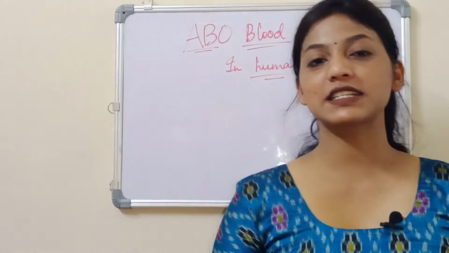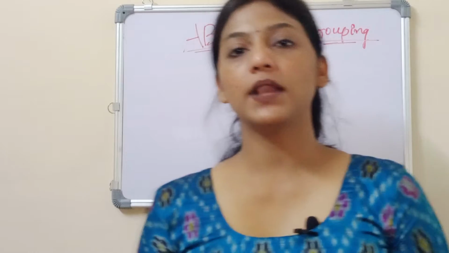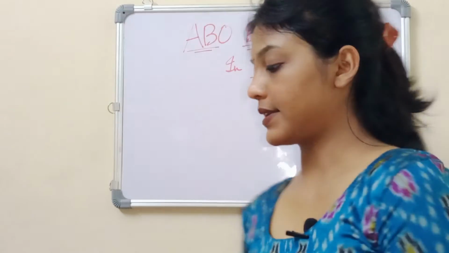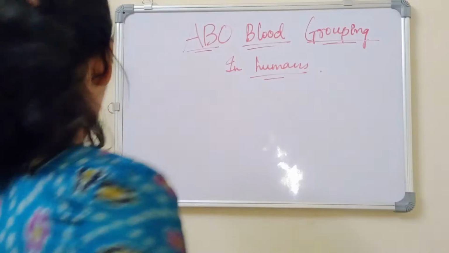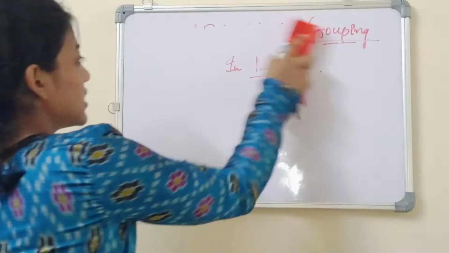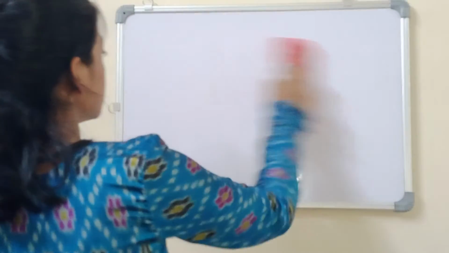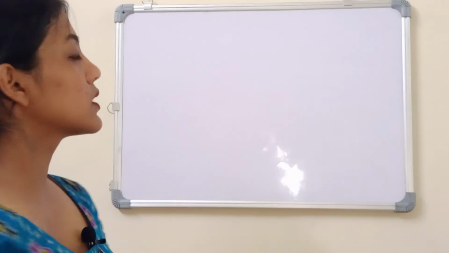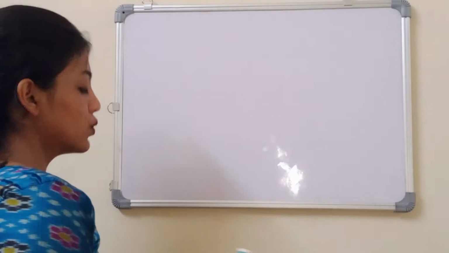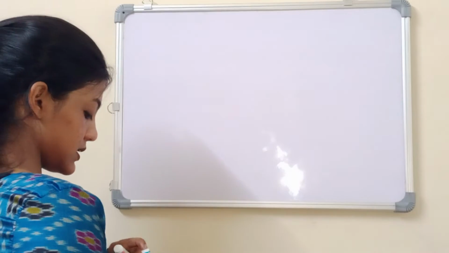Today we are going to discuss the human ABO blood grouping. Okay, so let's start. We see the blood grouping in humans, it can be A positive, it can be B positive, it can be AB positive. Okay, it can be O positive or O negative. So let's discuss that.